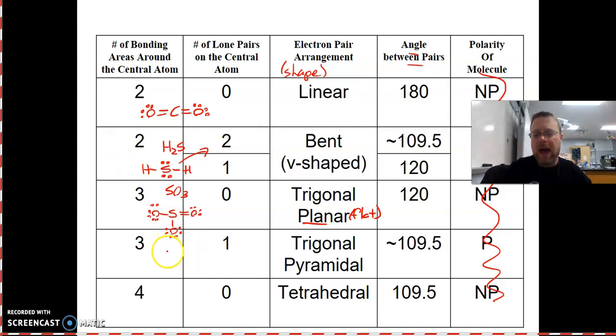Now, if you had, say, an NH3 molecule, like say N attached to 3 H's and a lone pair in the middle. This is nitrogen trihydride or ammonia.